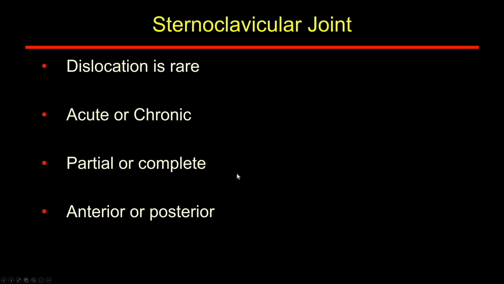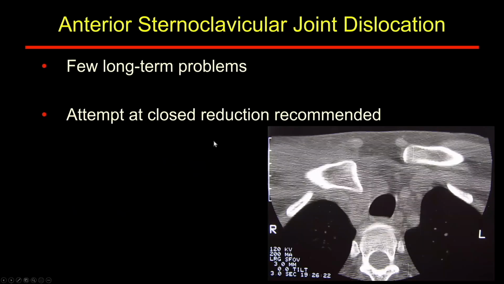So if we start at the sternoclavicular joint and work our way to the hand, at the sternoclavicular joint, dislocation is rare. It can be acute or chronic. It can be subluxation or luxation, and it can be anterior or posterior. So starting with anterior, this has few long-term problems. You can make an attempt at a closed reduction, which is recommended, usually with a bolster between the shoulder blades and 2 people pulling in opposite directions.